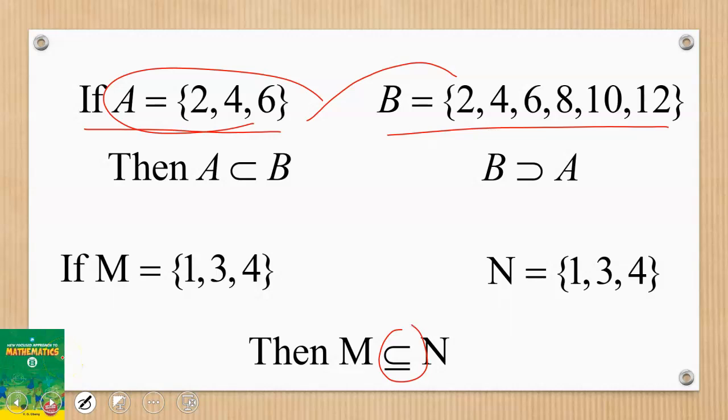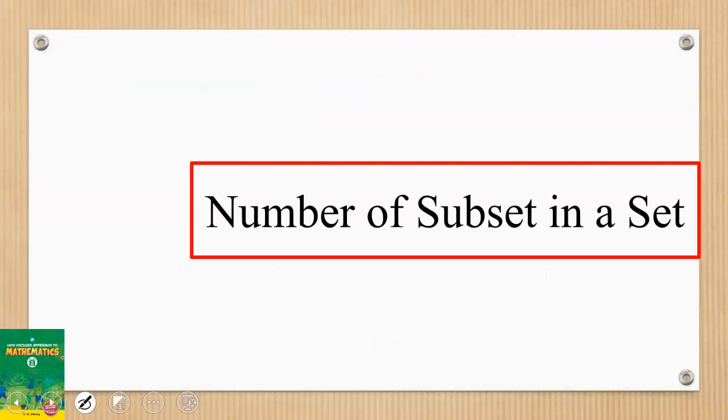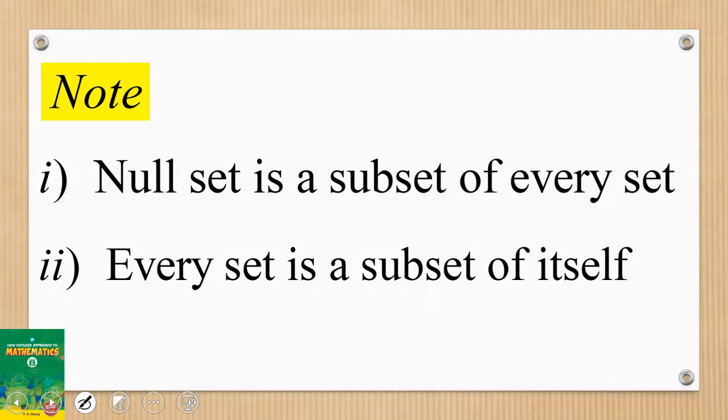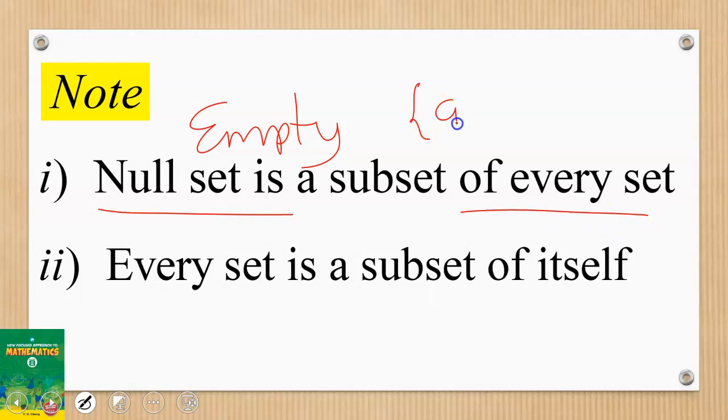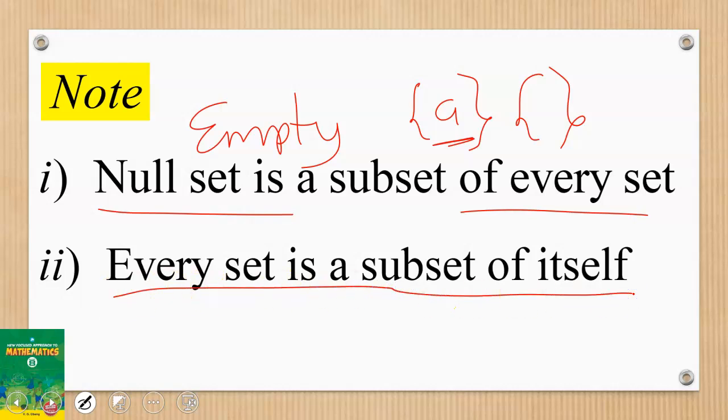Now let's look at how we can know how many subsets we can create out of a particular set. Before we do that, I want you to take note of the null set or empty set. You've read about the types of sets, so you know what an empty set is. The empty set or null set is a subset of every set. So if I have a set containing A, that means set A is a subset of itself, and the empty set is a subset of set A. Every set is a subset of itself. These two important pieces of information need to be taken care of: the null set is a subset of every set, and every set is a subset of itself.